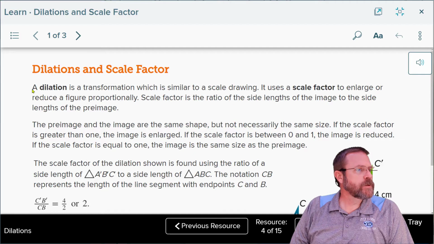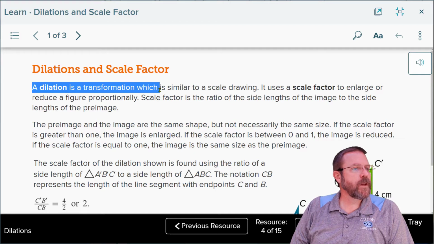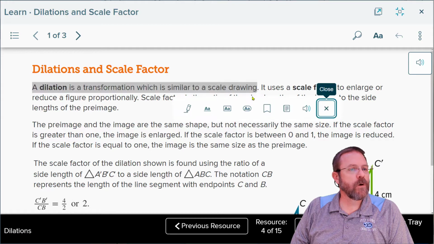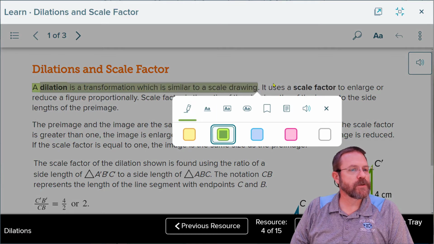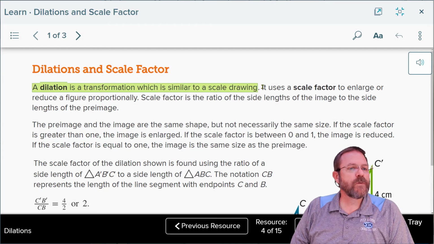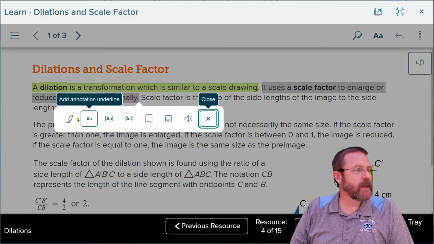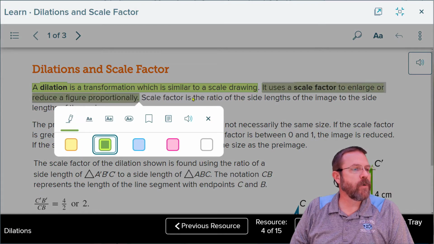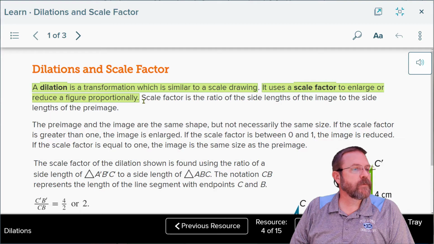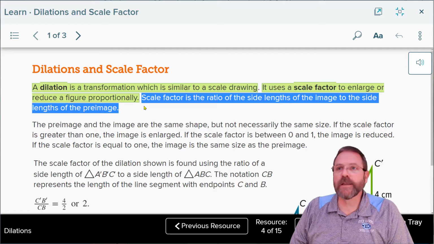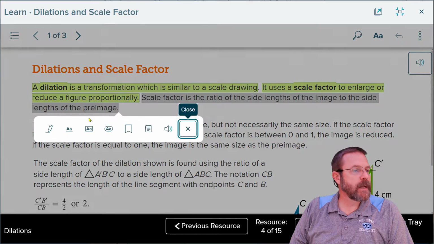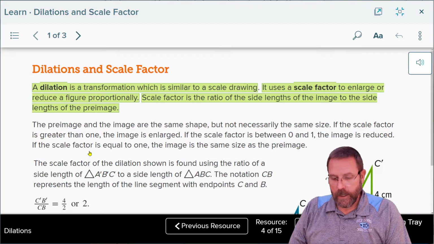A dilation is defined as a transformation which is similar to a scale drawing. Okay, that's a pretty weak definition from there. And it uses a scale factor to enlarge or reduce a figure proportionally. Now, they didn't actually define scale factor at that point. They define scale factor here when it says that it is a ratio of the side lengths of an image to the side lengths of a pre-image.